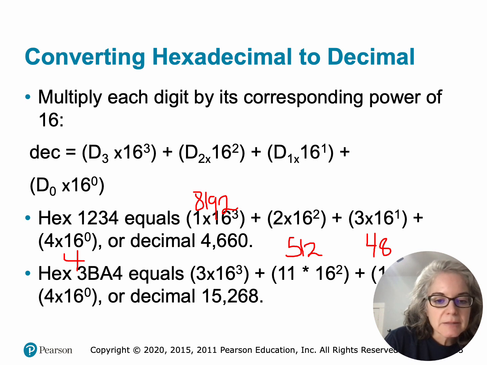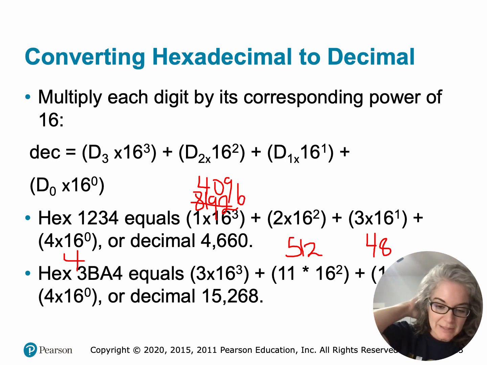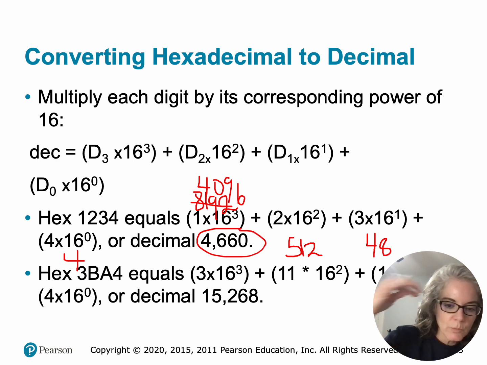And I did something wrong. Let's see, 16 times 16 times 16. It's 3 16s. Oh, this is wrong. I don't know how I got that. This is 4,096. Okay. I multiplied it times 16 one too many times. And now I'm going to add the 512 to the 4,096, and I'm going to add the 48, and I'm going to add the 4, and it does come out to 4,660.